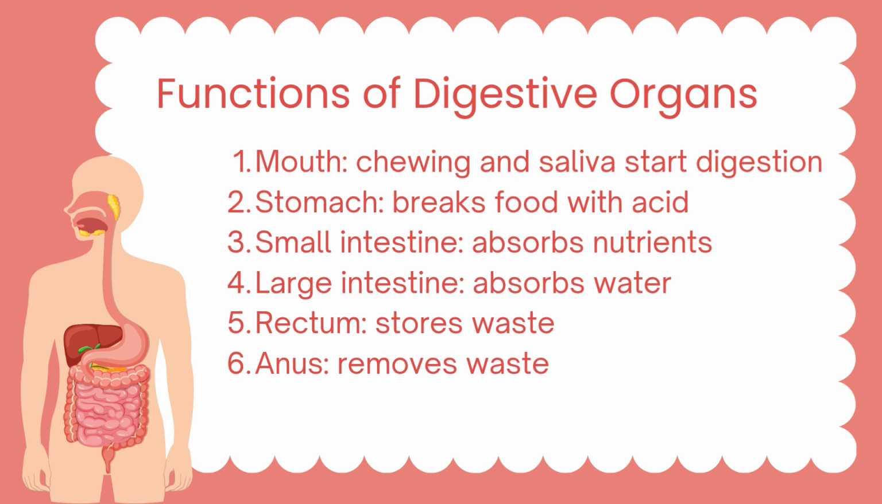So each part of the digestive system has a special job. The stomach mixes the food and the acid breaks it down. And then your intestines absorb the nutrients and water before getting rid of what's left. You need to know the functions of each organ. It is very, very important.